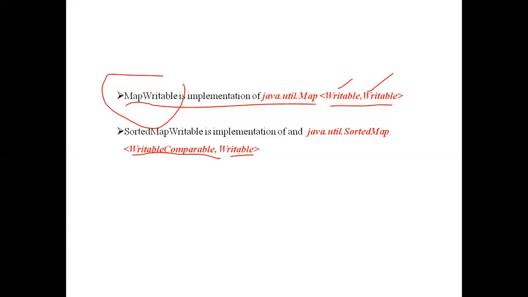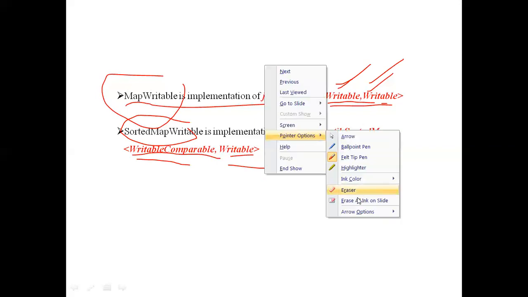Is it clear? So important points, these two are. MapWritable: in the MapWritable class, key and value both we should implement Writable. When we come to SortedMapWritable, key must implement WritableComparable, value should implement the Writable interface.